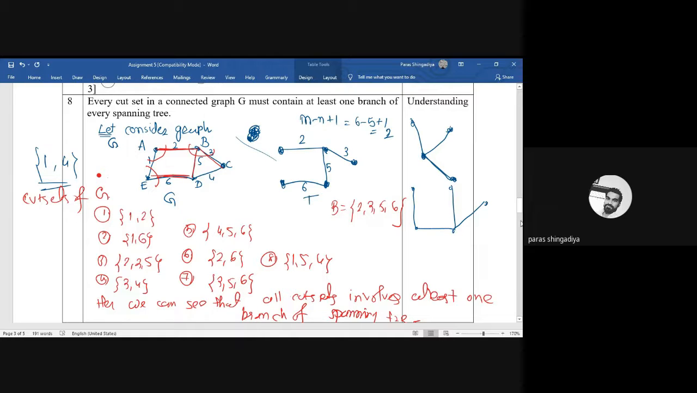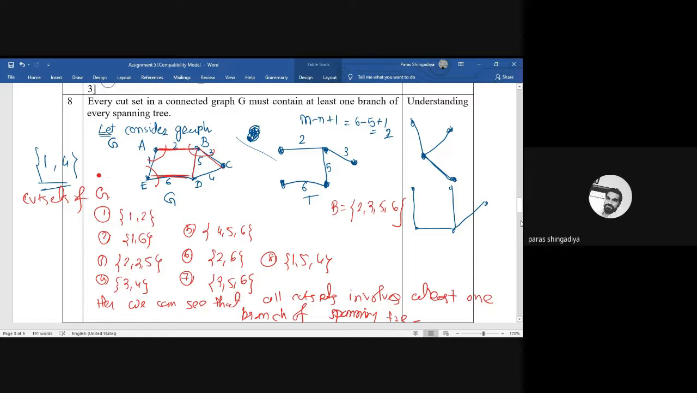So 4, 5, 6 is not a fundamental cut set. Why is it not? Because there are two branches, 5 and 6. Clear? It is a cut set. इसको आप cut set बोल सकते हो, but not a fundamental cut set. Clear? Then after, 2, 6 is not a fundamental cut set. Both are branches. 2 and 6 both are branches.